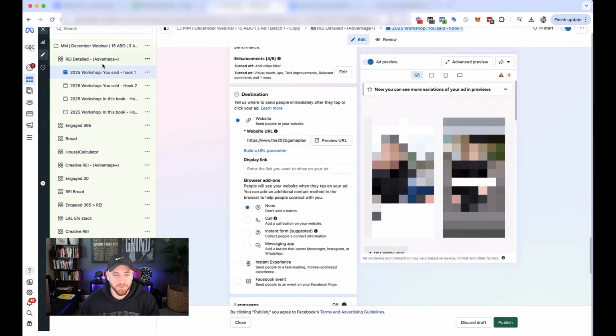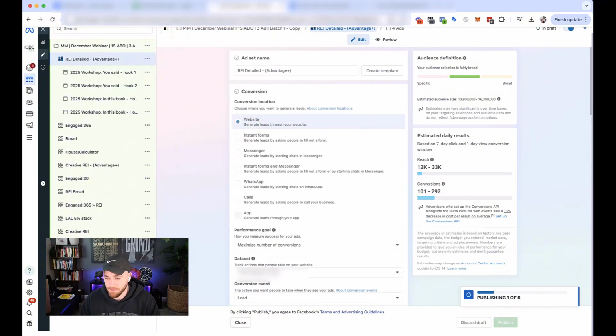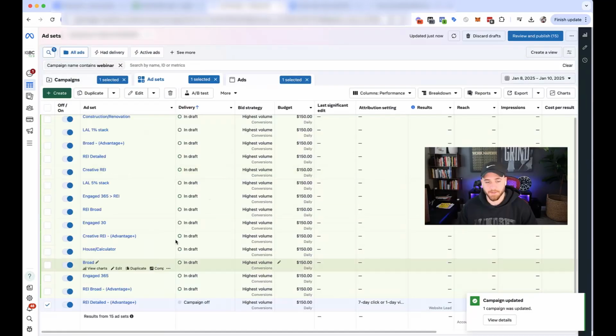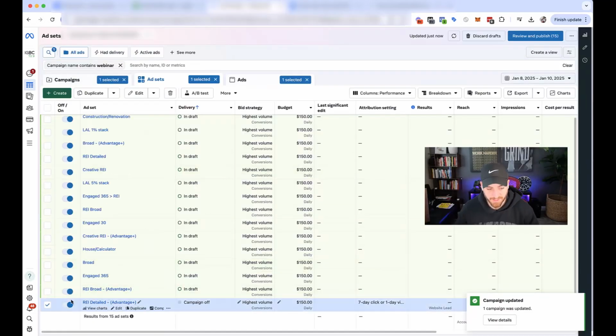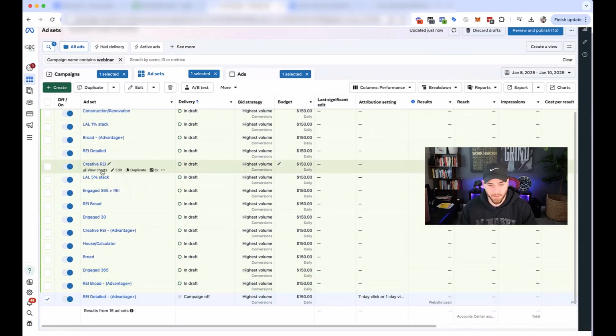So now once we do this, we're going to publish these ads here. Let them publish up, 1 out of 6. So you can see all of these are going to publish right here. All right, so now that this is published, just a little hack for when you're running ads: instead of going into every single one of these and having to rebuild it, I'm just going to choose this one.